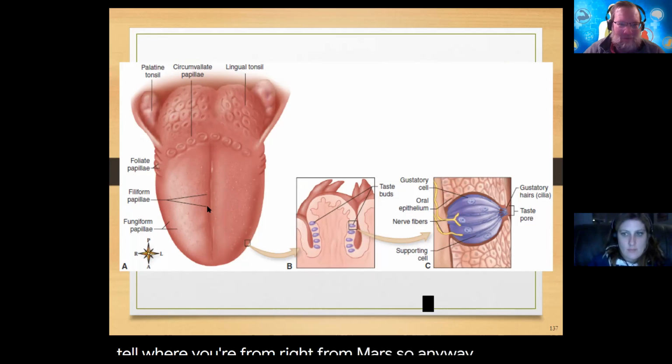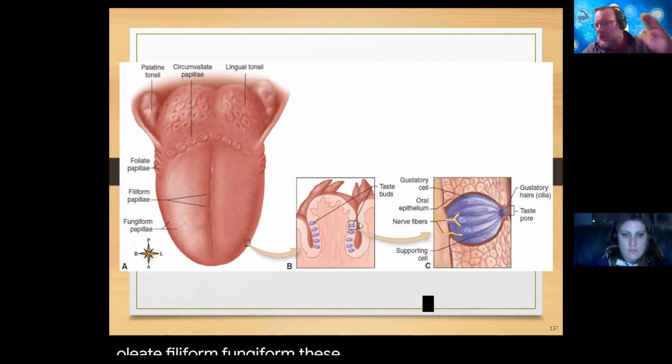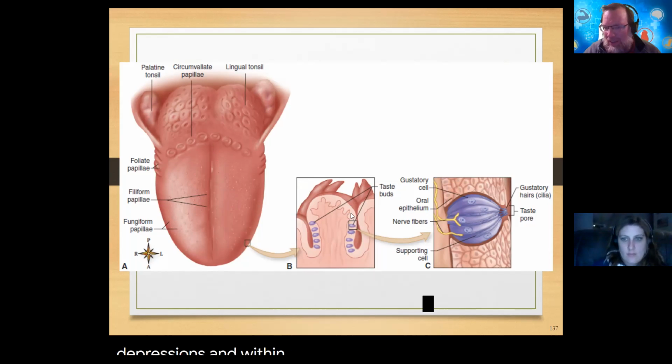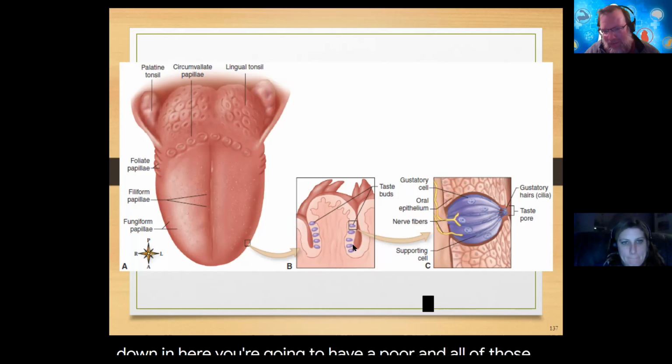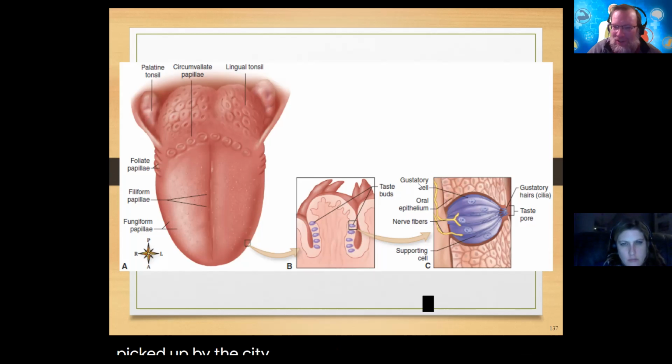So anyway, foliate, filiform, fungiform, these create little dips or depressions, and within these dips or crevices is where you find the taste buds. On your tongue are all these little grooves, and they're called crypts, like Tales from the Crypt. These are little taste crypts, and down in here you have a pore, and all of those food molecules go right down and get picked up by this little onion-looking deal, and then these gustatory cells and the taste fibers.